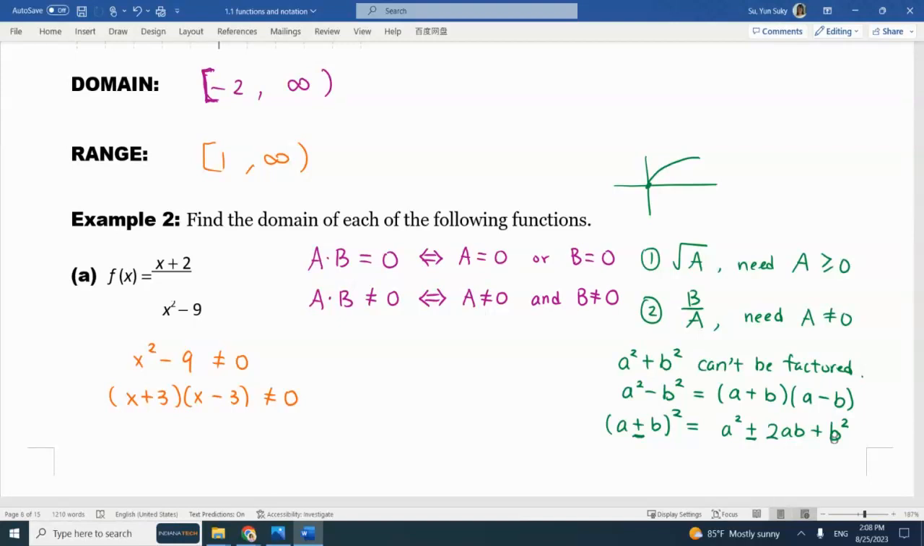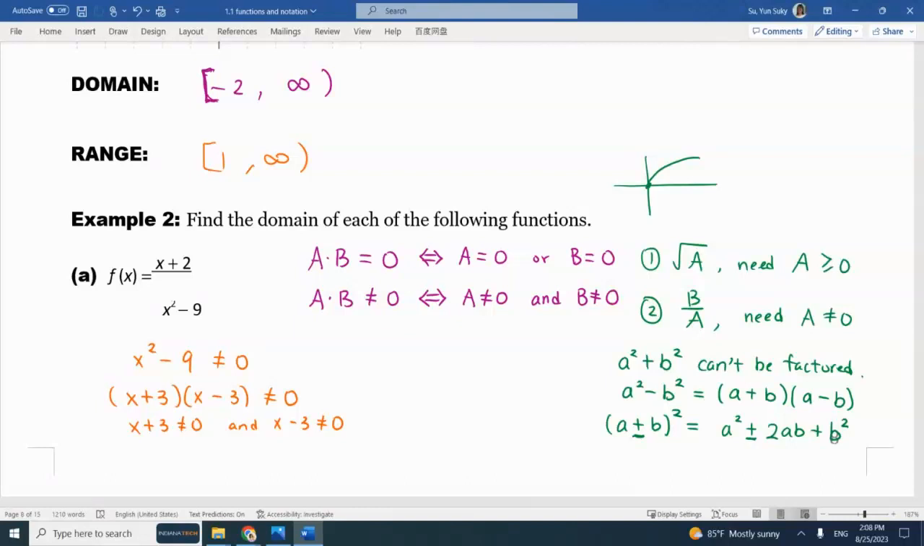Both of them cannot be 0. Because if one of them is 0, when you multiply them, you get 0. So you need both of them to be not 0. You see the difference between here, you put "or". Here, you put "and". Both of them cannot be 0. So in this case, we have x plus 3 cannot be 0 and x minus 3 cannot be 0.